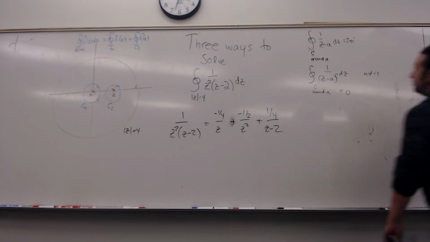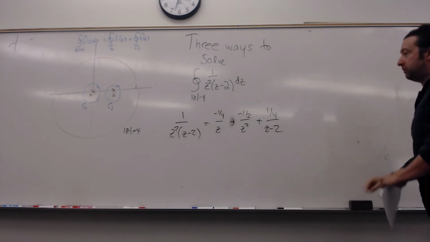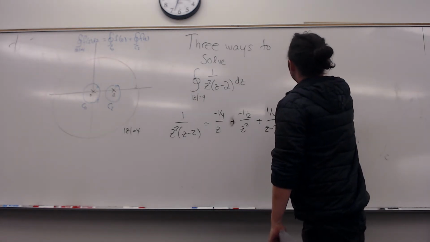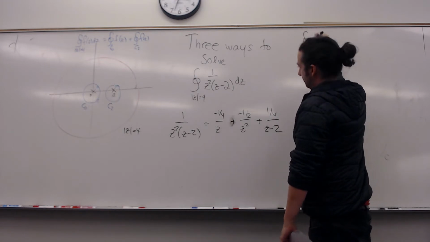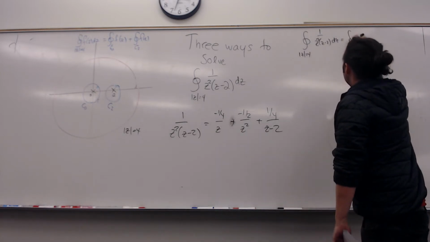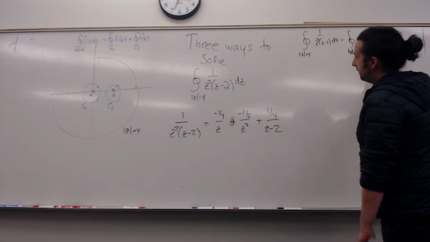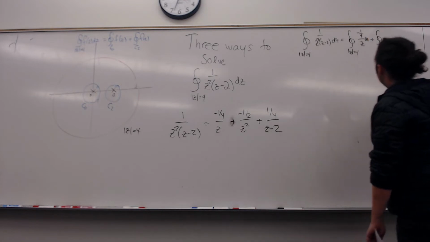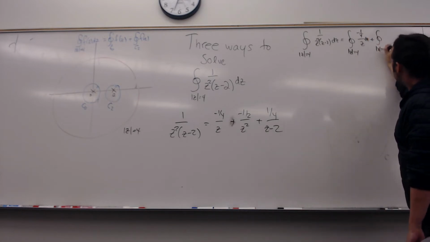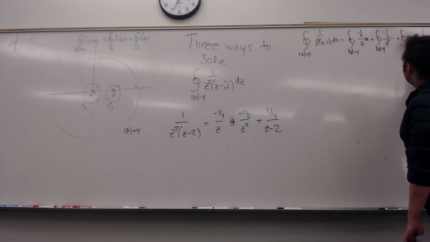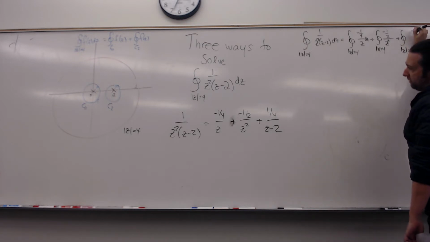So the partial fraction approach, which is approach 1, says that you're supposed to do this. The integral around |z| = 4 of the big function, 1 over z squared times (z minus 2) dz, can be thought of as the integral around |z| = 4 of minus 1/4 over z dz, plus the integral around |z| = 4 of minus 1/2 over z squared, plus the integral around |z| = 4 of 1/4 over (z minus 2) dz.